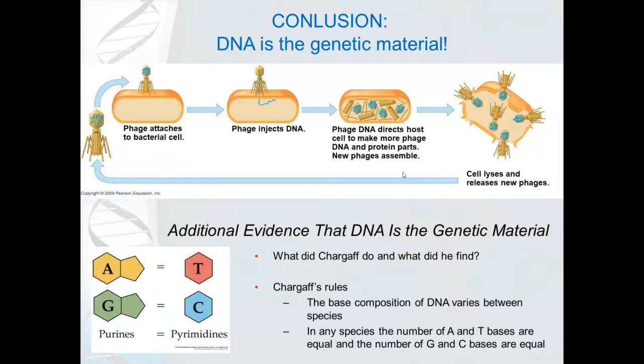Okay, some other things that were found along the way. Another group did some experimentation where they were looking at DNA across species. So they looked at, let's just say, horse and pig and yeast and E. coli.